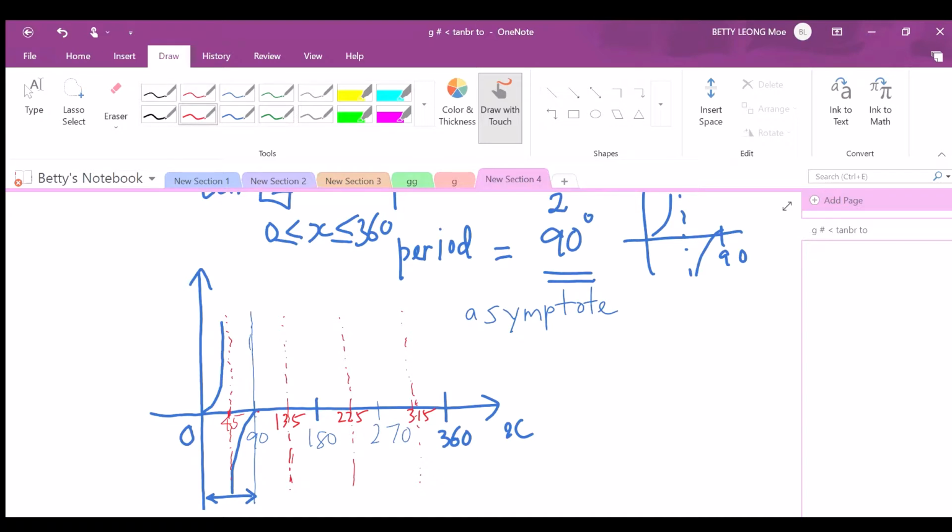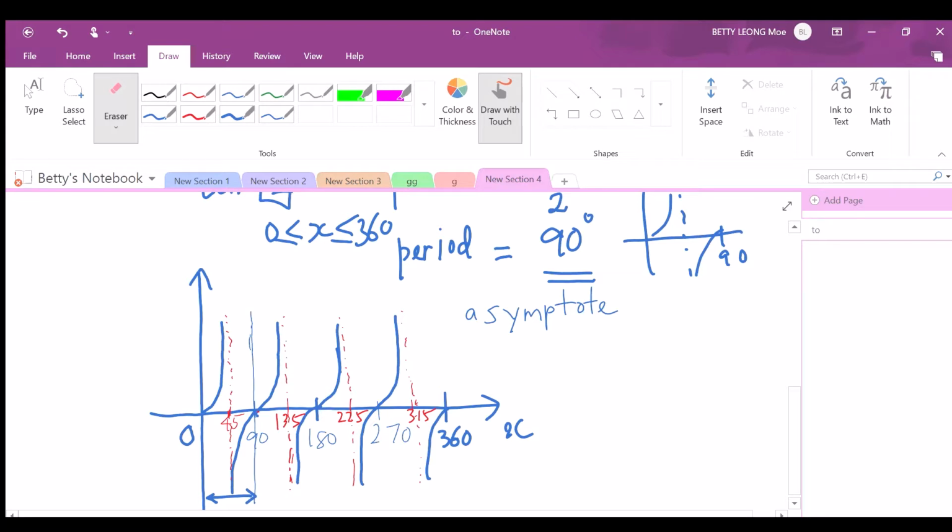So we continue to draw the graph. From here it will move up, but it will not touch 135. Stop there, and then we continue here. And from 225 it will go up and will not touch 315. From 315 stop here. So this is the graph. Clear this one first.